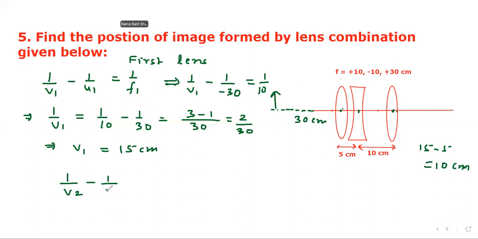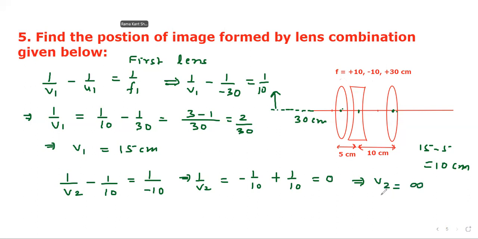So we write 1 by 10 for u, but this time it is towards right, so it will not be negative. That is why the sign of u is kept positive. Formula is 1 upon v minus 1 upon u equal to 1 upon f. Focal length of second lens is minus 10. So here we will get 1 upon v2 equal to minus 1 upon 10 plus 1 upon 10, which will be 0. That will give v2 equal to infinity. It means image due to second lens will be formed at infinity.